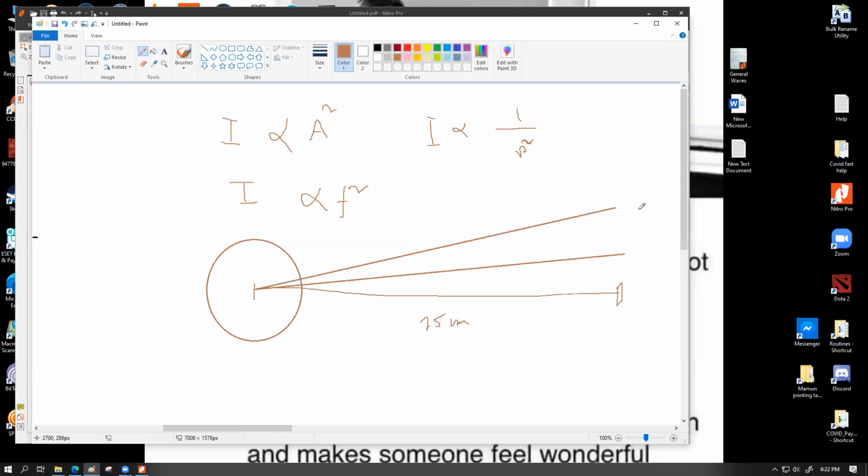So visualize it: v equals f lambda. If you consider f as a constant, you can convert this into a proportionality, where v is proportional to lambda. This would mean that if you have a certain medium in which the wave travels faster, obviously in that medium the wavelength is going to be bigger, because v is proportional to lambda, and vice versa as well. In a slower medium, the wavelength would be smaller.